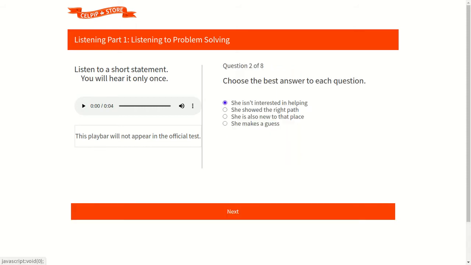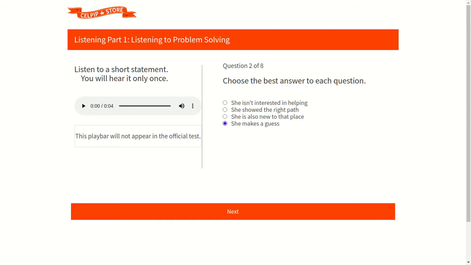Let's move to our next question. Here is our question 2. What best describes the woman's intentions? Now we have 4 options on the right hand side. Option 1, she isn't interested in helping. Option 2, she showed the right path. Option 3 is, she is also new to that place. And option 4 is, she makes a guess.